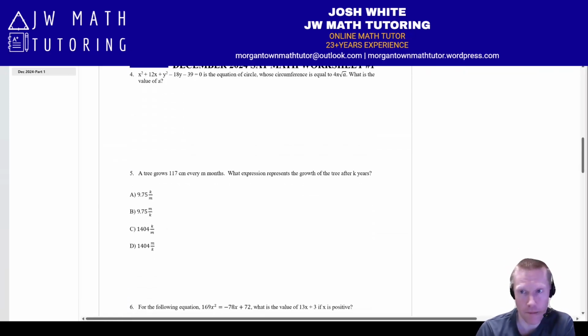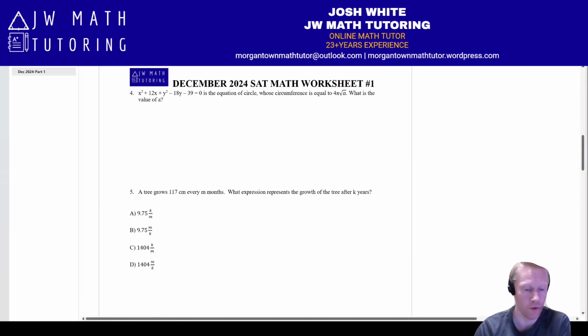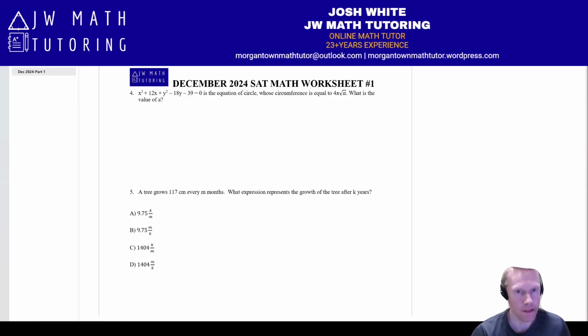All right, next up, question number 4. Here we have a circle. Notice it's not in standard form as it's given. But basically what we want to do is find the value of A such that the circumference of the circle is equal to this expression here. So first I'll show you how to do this by hand, then I'll show you how to do it in Desmos. If you're going to do this by hand, what you would first do is start to complete the square.